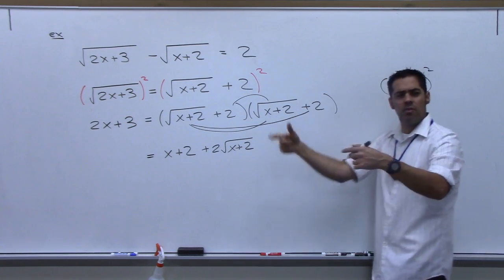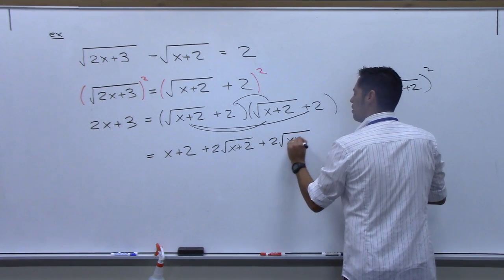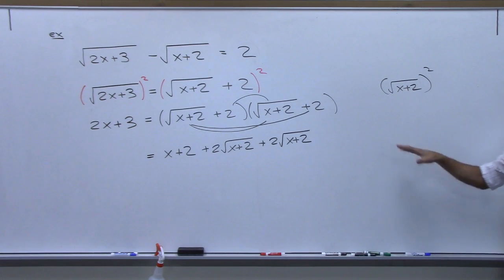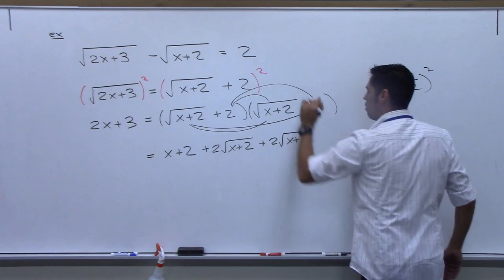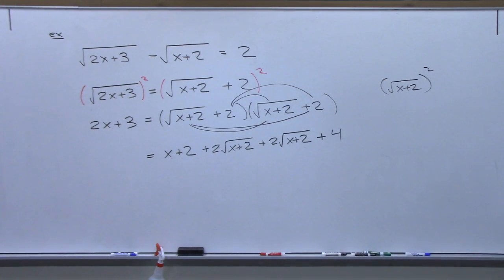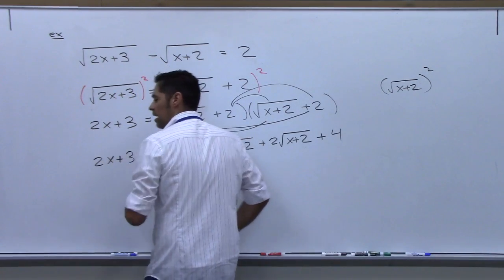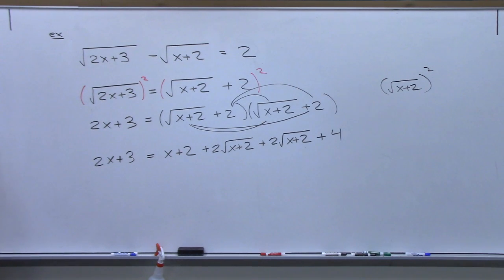And then I'll put them together. I'll do it on the next line. So 2 root x plus 2. Any questions? Okay, and one more multiplication. 4. That one wasn't so bad, right? 2 times 2. Now the left side is what? 2x plus 3. Okay, so you step back, take a deep breath, you look at it, and you go, crap. Because what type of equation is this? It's still a radical equation, isn't it?